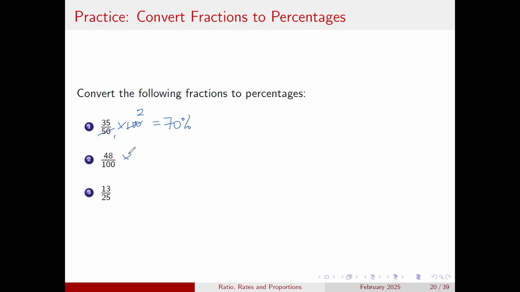48 over 100 times 100. The 100 cancels out here, 1 and 1. So finally, I have 48%.